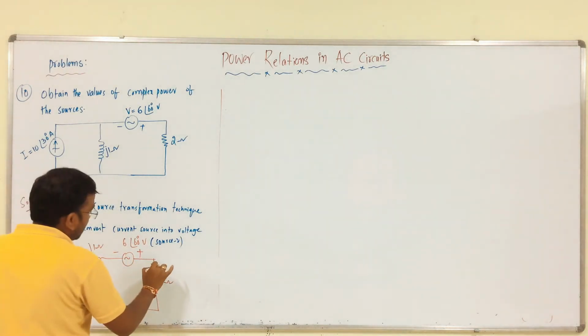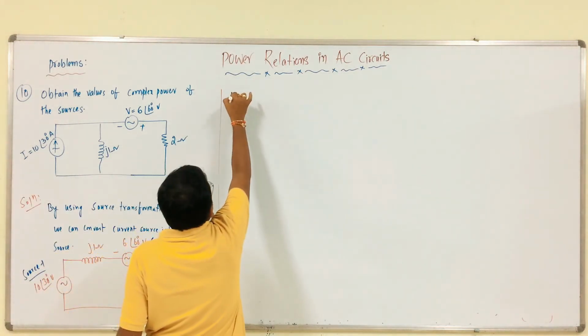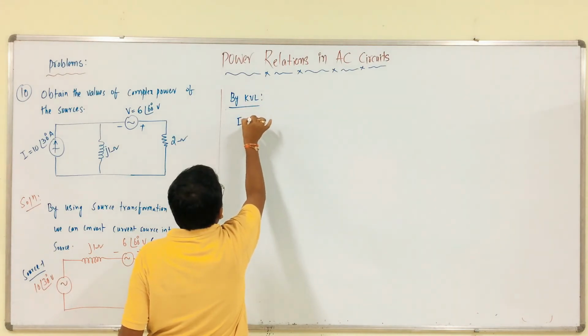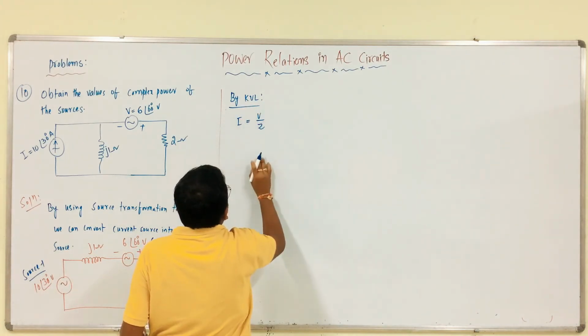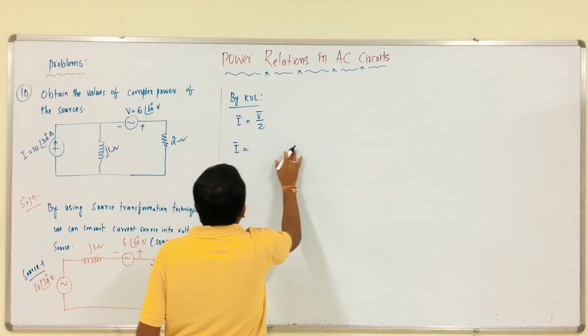So, it looks like a simple loop circuit. From this we can calculate the value of current, right. By KVL we can calculate I is equal to what? Simple, V by Z. I is equal to V by Z. Therefore, the value of current I is equal to what?